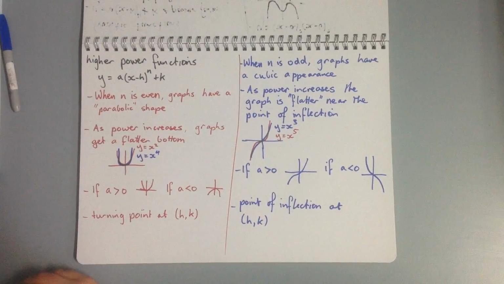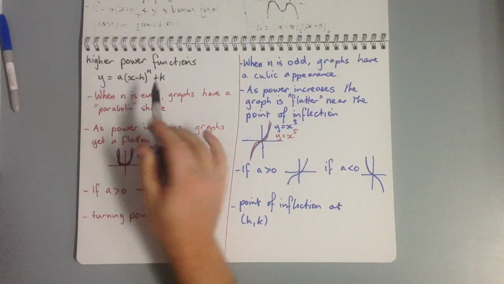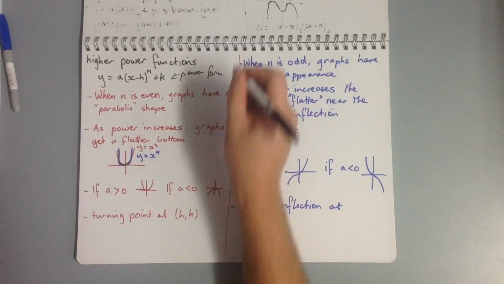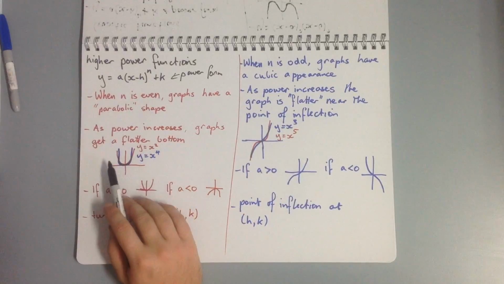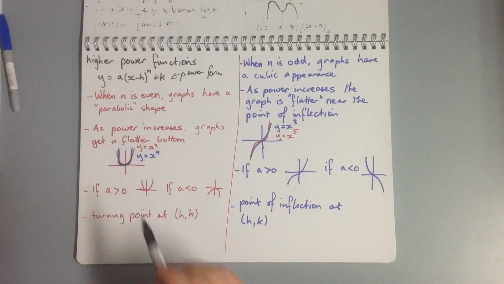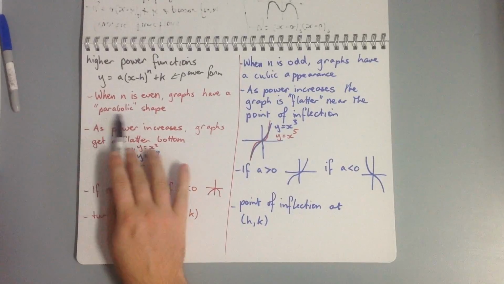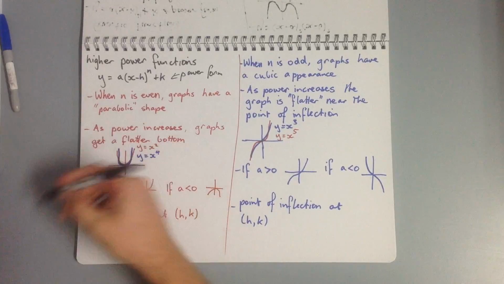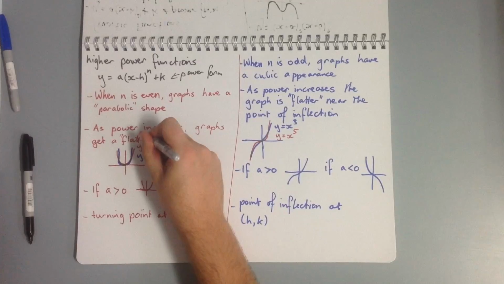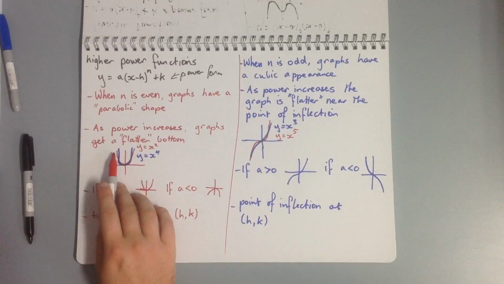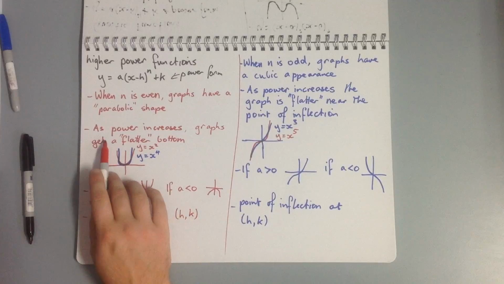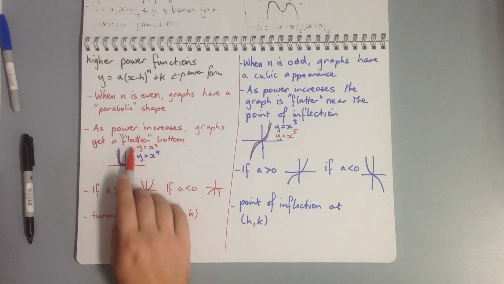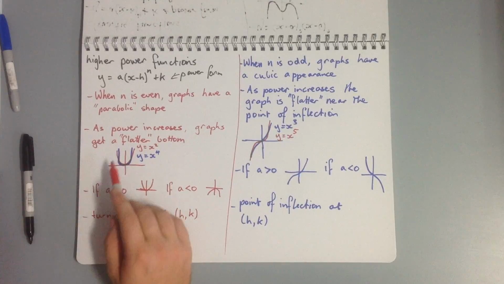We can also talk more broadly about higher power functions, because we just call this our power form. When n is even, our even power graphs have a parabolic shape. Now, as our power increases, graphs get flatter at the bottom. By that, I mean you can see here our red graph is y equals x squared, and our y equals x to the 4 actually goes up steeper. It is actually on the inside of x cubed for most of the time.